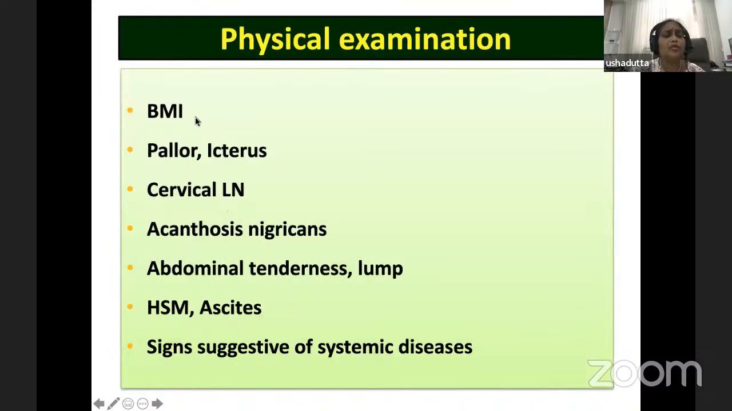On examination, look at whether they are obese or malnourished. Pallor, icterus, cervical lymph nodes would suggest the presence of CA stomach or lymphoma. Acanthosis nigricans is a feature of CA stomach, as well as metabolic syndrome. Presence of abdominal lump or tenderness. Presence of hepatosplenomegaly, ascites, signs of systemic illnesses. So we do a good general physical examination to pick up any subtle signs of any systemic disease.